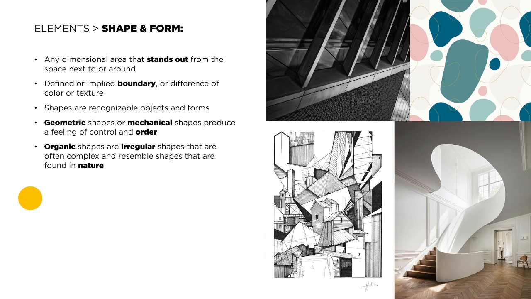Geometric or mechanical shapes produce a feeling of control and order, which is great because in interior design it's almost half technical, half creative. So you're almost always going to have some mechanical or geometric shapes, which is okay. And organic shapes are irregular shapes that are often complex and resemble shapes found in nature, and they're more soft and warm and inviting. So it's good to have a good balance of these things.